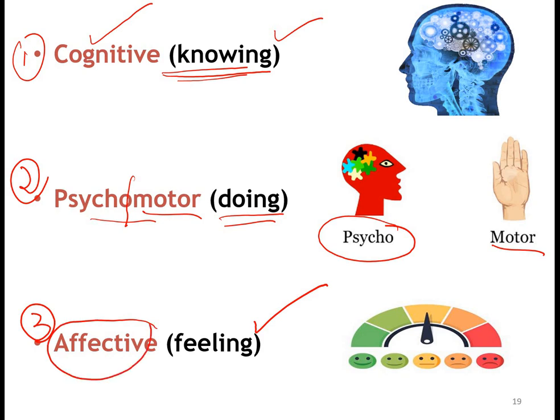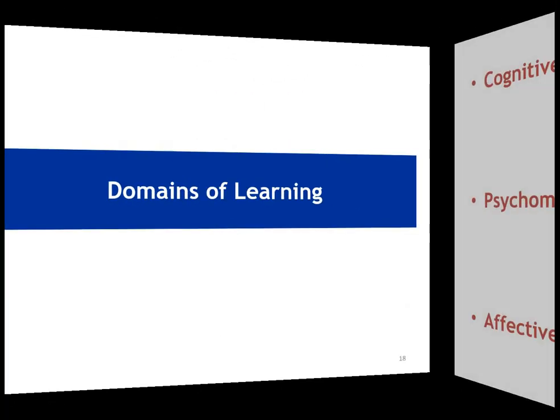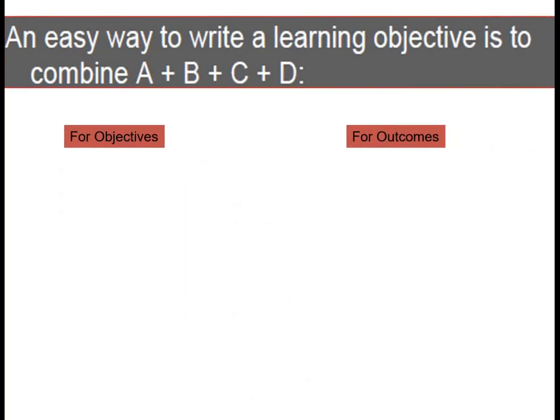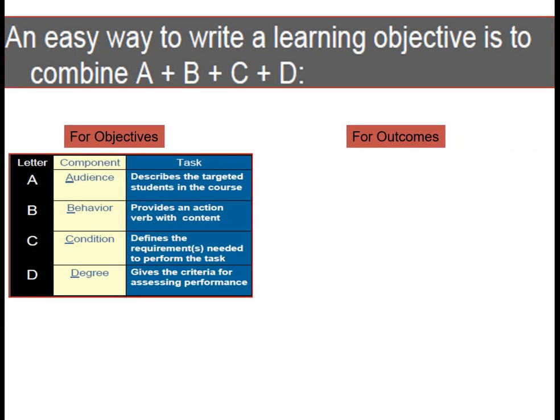So therefore, these three are the learning domains: cognition, psychomotor, and affective domain. But this is just to refresh your knowledge related to the learning domains. Now, what is the ABCD format for learning objectives? A stands for the audience, B stands for the behavior, and C stands for the condition, and D stands for the degree.